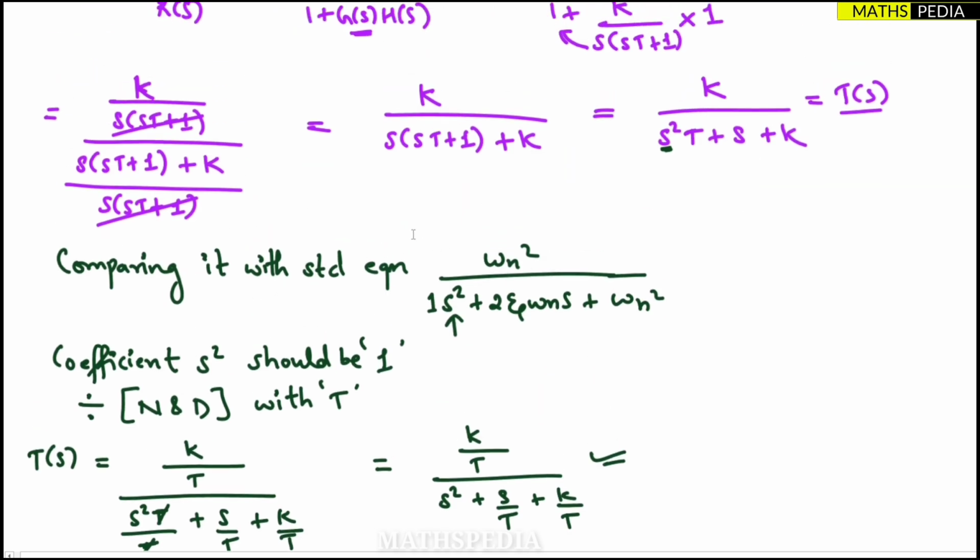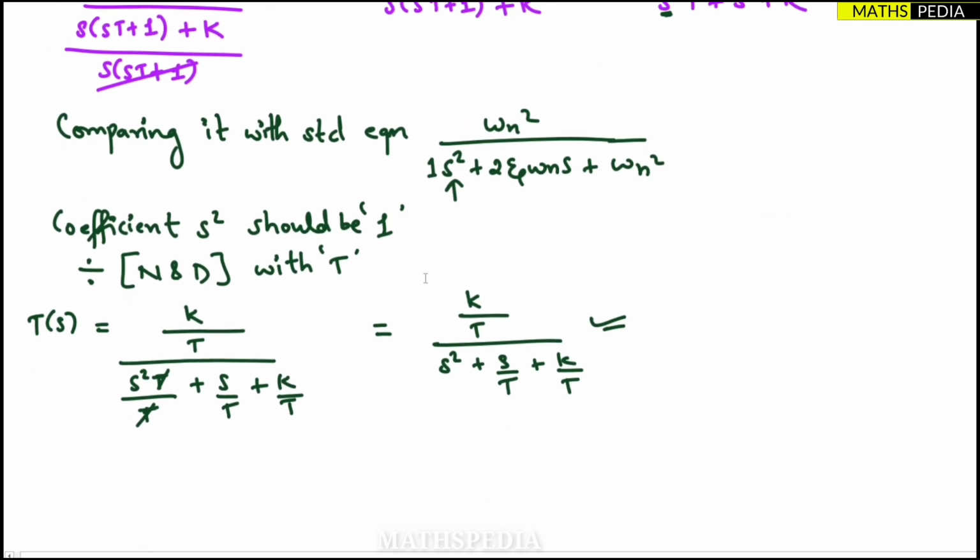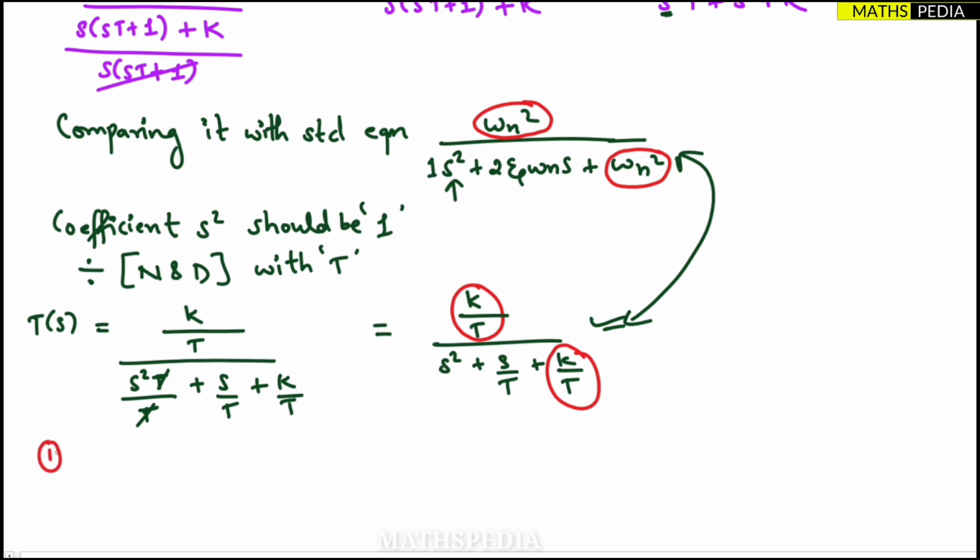Now we will compare it with the standard equation. Carefully comparing this and this. Here also omega n square is there, which is nothing but natural frequency. Here also you can see k by t is there. So comparing, omega n square can be written as k by t. From this, can I get the omega n value? You just take the square to the other side. It will become square root of k by t. So you got the omega n value, correct?